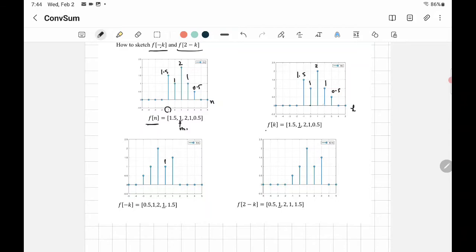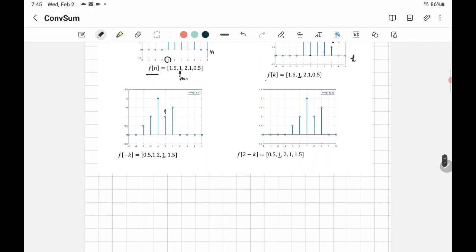And then you flip everything. What's to the right of 0? You have 2, 1.5, so it will be 2, 1.5 in the other direction. What do I mean by that? Let me make it very simple. When we have f of n, we have it this way: 1.5, 1, 2, 1.5. So that's f of k. If you want to make f of minus k, you leave this as it is, and everything will be reflected on the other side.